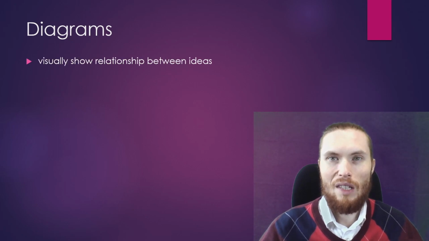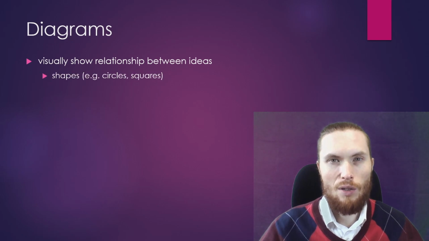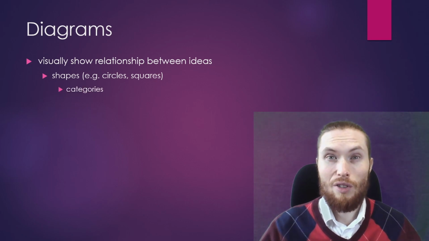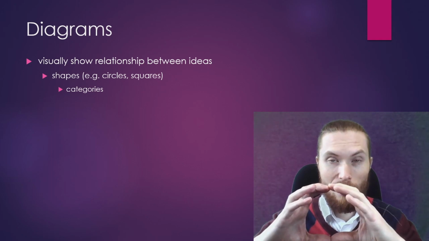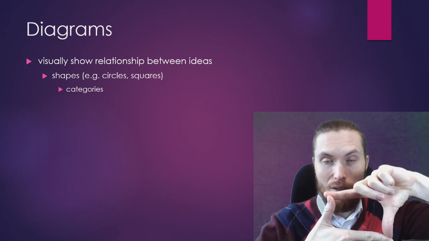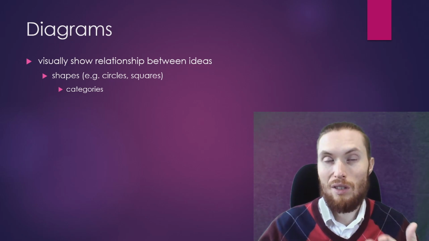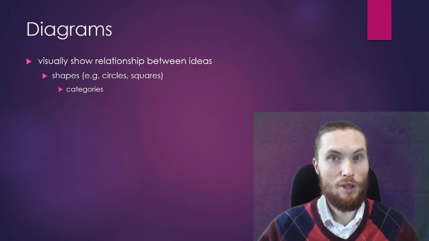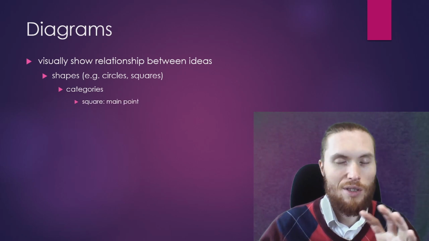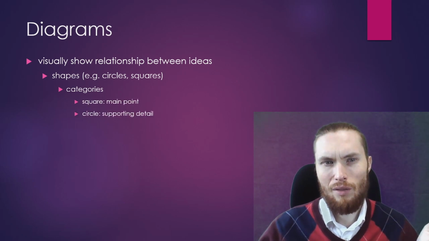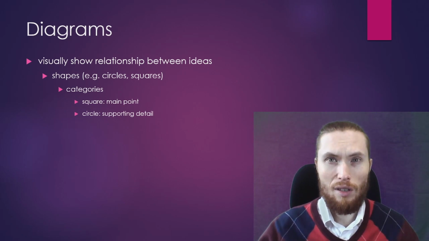So a diagram visually shows the relationship between ideas. It uses shapes, for example circles and squares, to represent different ideas. You could use circles to represent one category and squares to represent a different category of information in your notes, so that when you're looking at your notes later, that information becomes clear to you. For example, a square could be a main point of a lecture, and a circle could be a supporting detail. Or it could be something completely different, but it's up to you.